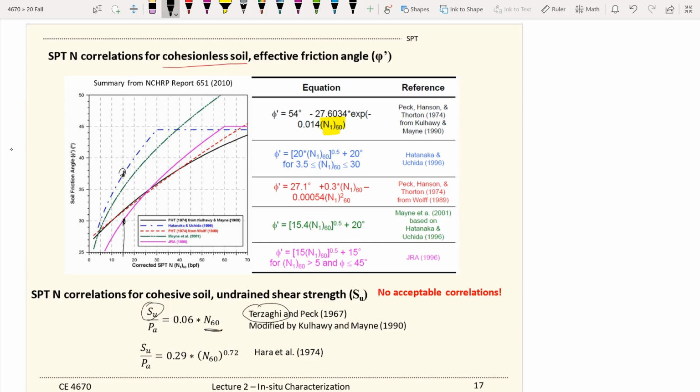So you need to obtain the undisturbed soil samples, clay samples, ship them back to the lab, and then conduct a triaxial test to get the soil strength. That's a more appropriate way to get the soil strength for clay materials.